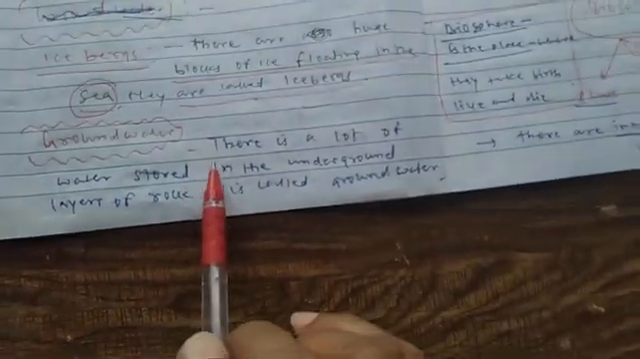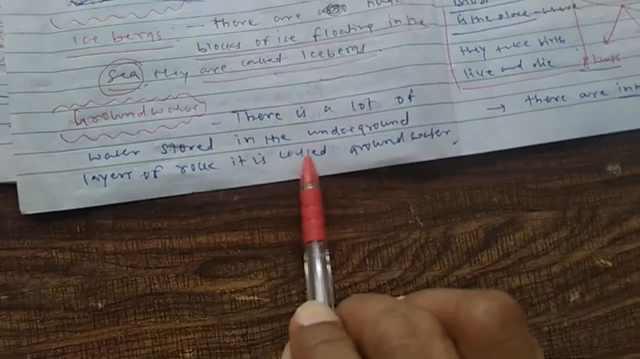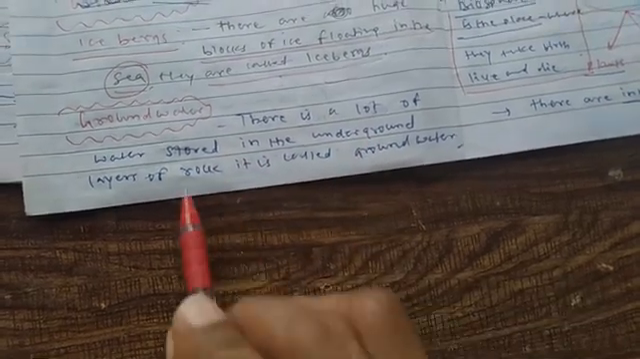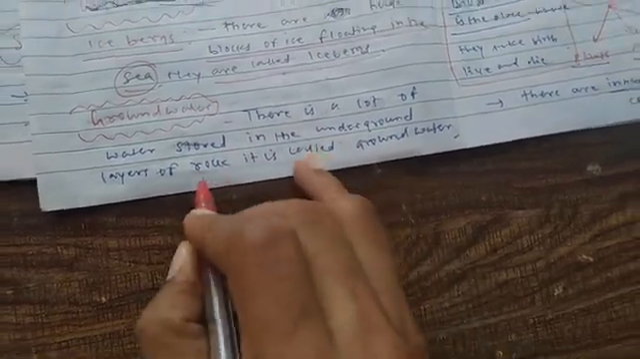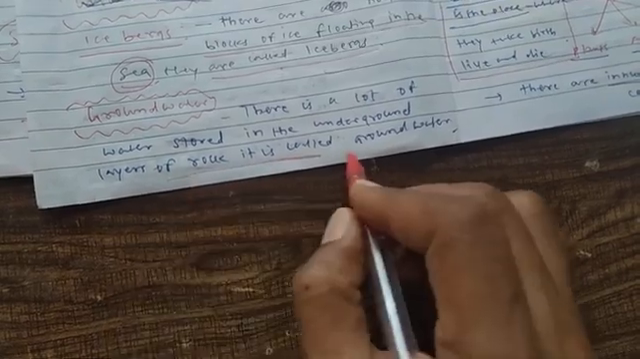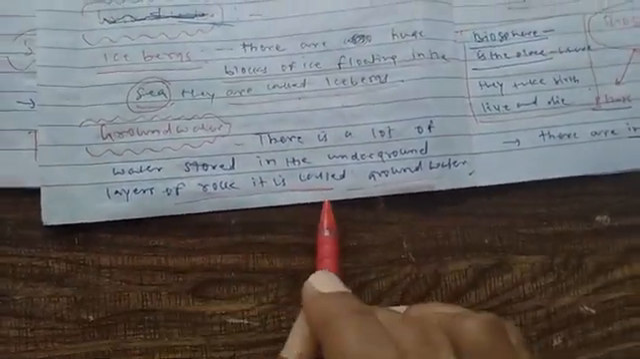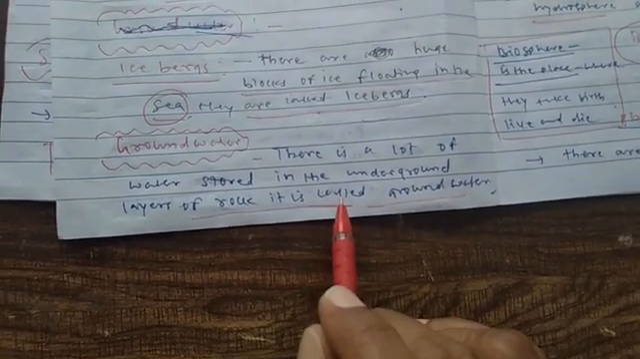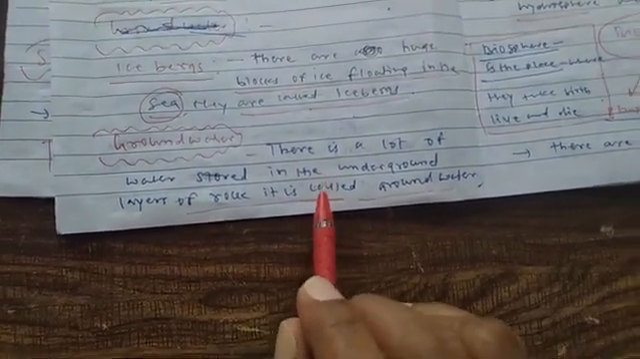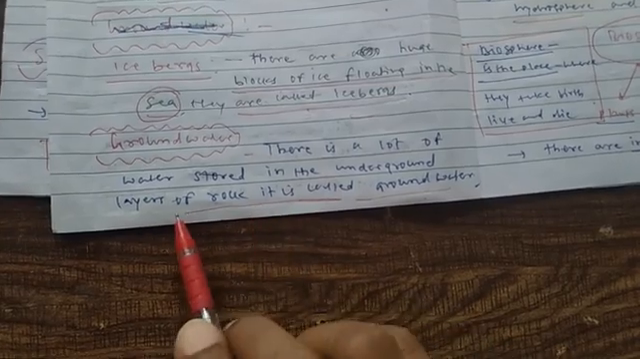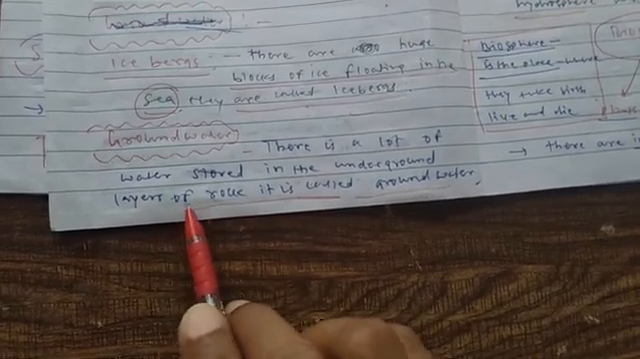What is groundwater? There is a lot of water stored in the underground layers of rock. This is very important. Somewhere underground, in the summer season, we don't get any water because of the intense summer heat. But underground water means the water that is stored in the layers of rock underground.